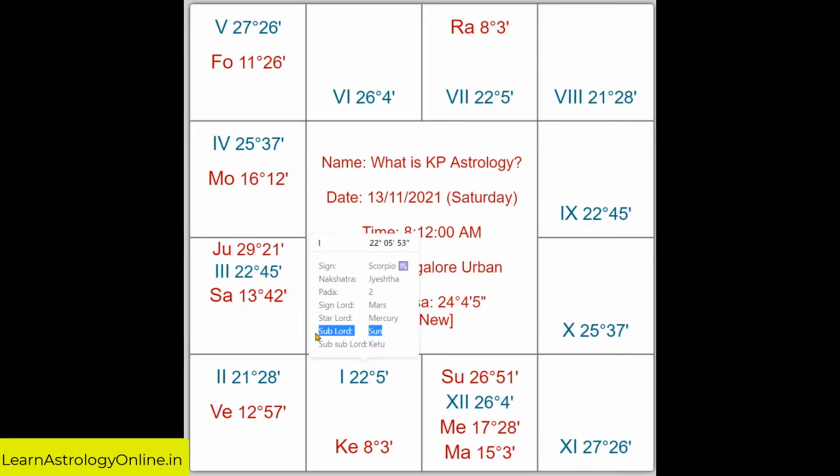Therefore, we take 20 out of 120, that is 1/6 of the 13°20 minute span of a star, allotted for the Venus sub in every star. Sun is allotted 7/120, Moon is allotted 10/120, and so on and so forth. So these subdivisions are ruled by the subdivision lord. In this particular case, the Lagna Bhava is ruled by Sun.